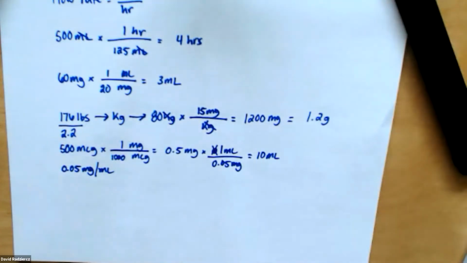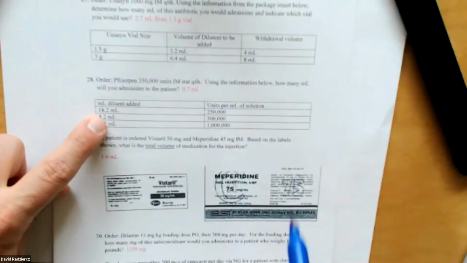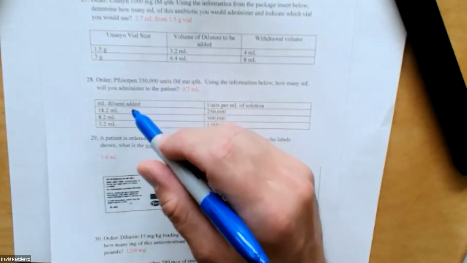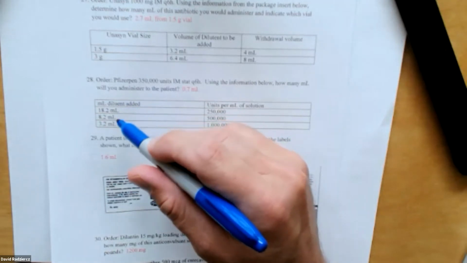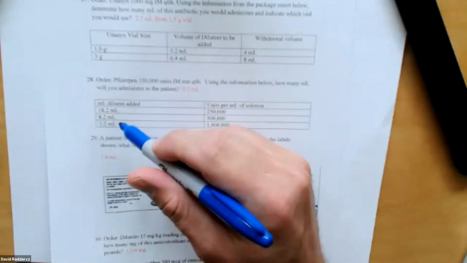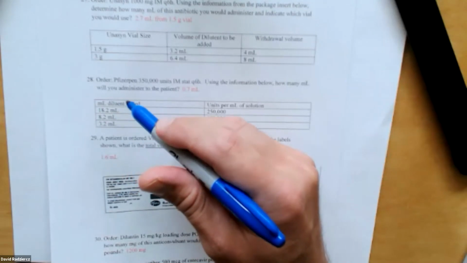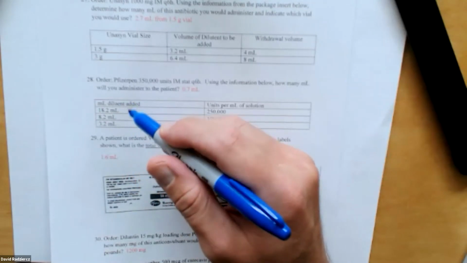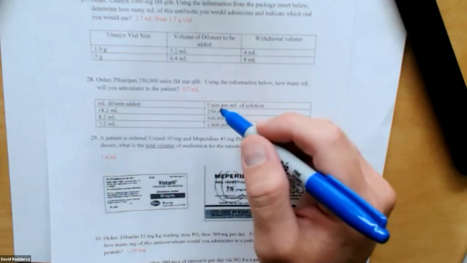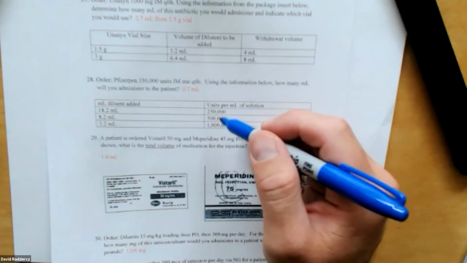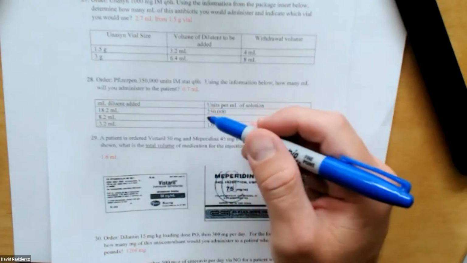Where people get tripped up on this question, I'm just going to show you an alternative version of this. This milliliters diluent added, and I apologize, I know it's a little bit blurry, has nothing to do with any of the math we're doing. This just tells the pharmacy how much deionized water to add to the powder to get to the concentrations listed here. And this is what would be on the label. It would just be written out in the label.